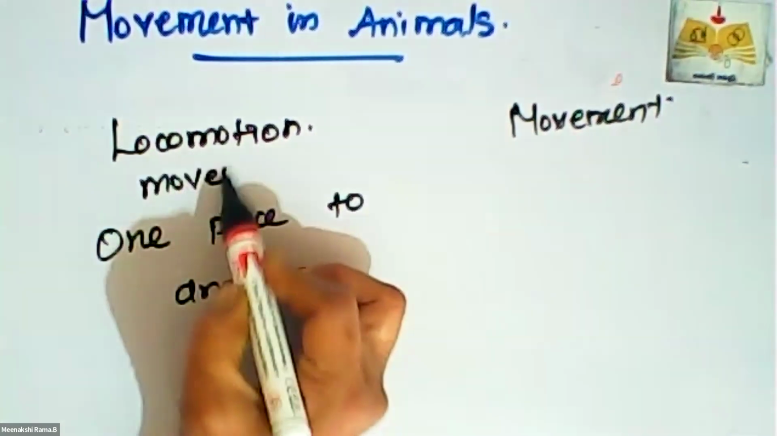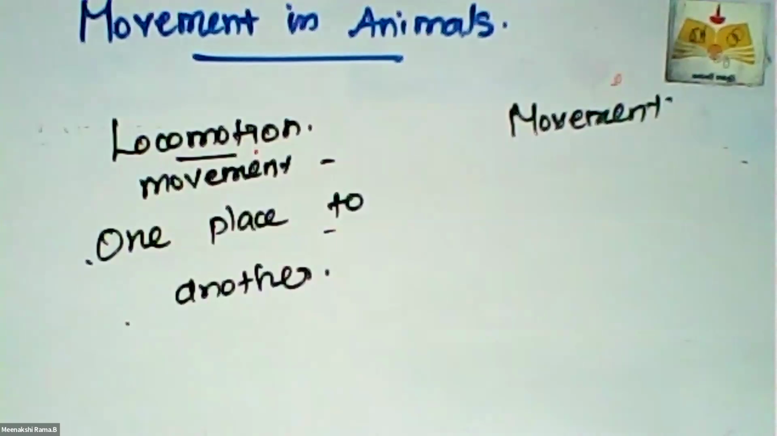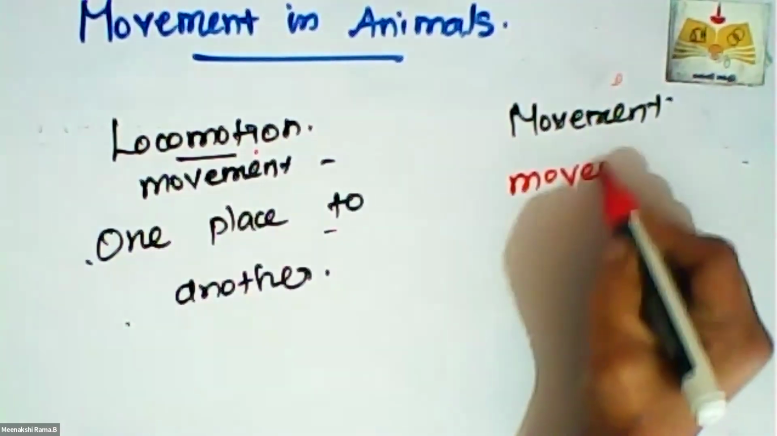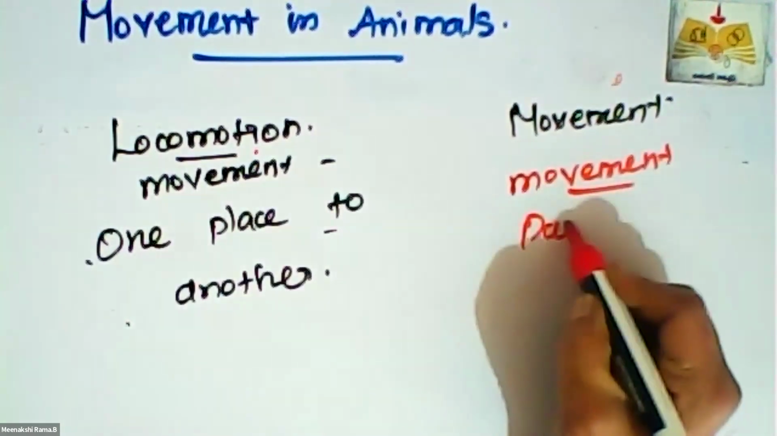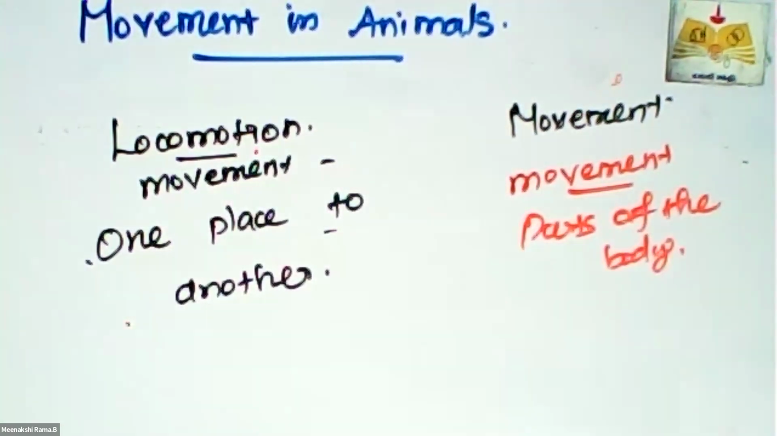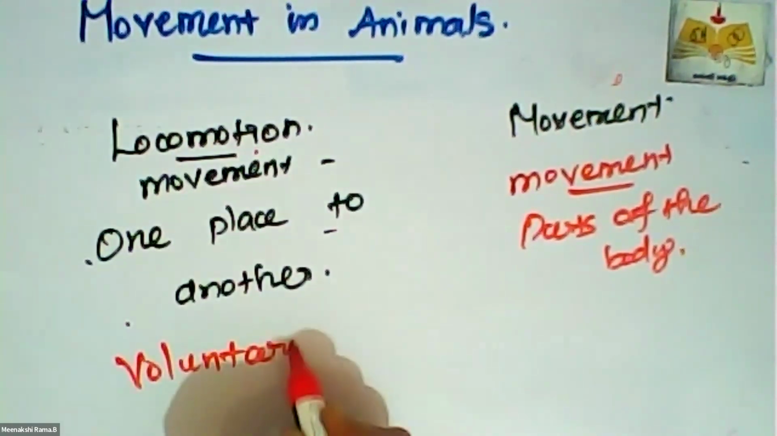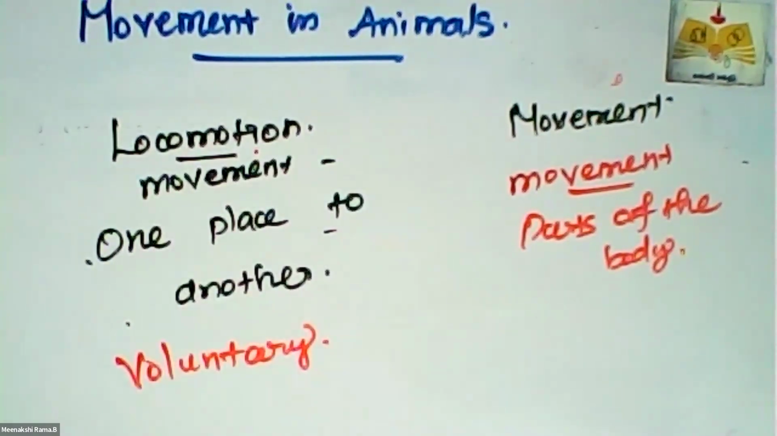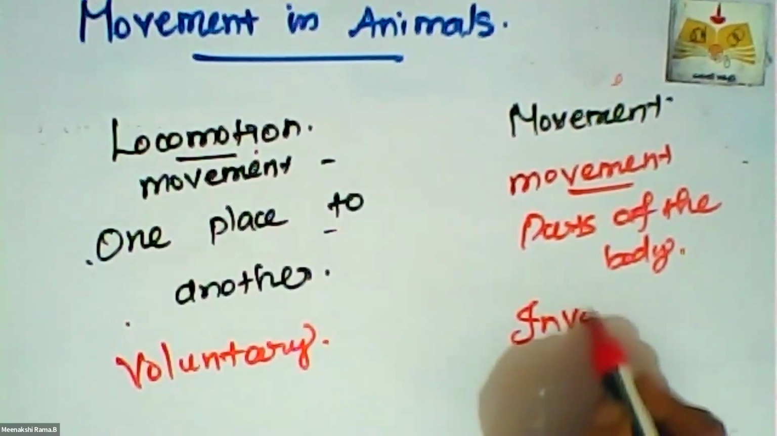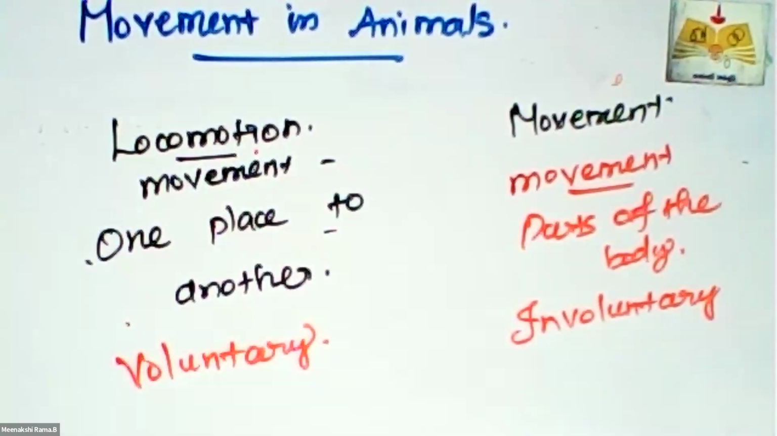Movement is the act of changing the place or position of parts of the body itself. That is, movement is of parts of the body itself. So that is called movement. Locomotion actions are always voluntary. Movements are always involuntary actions.